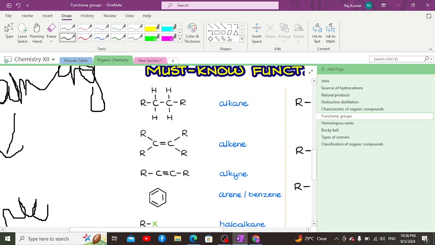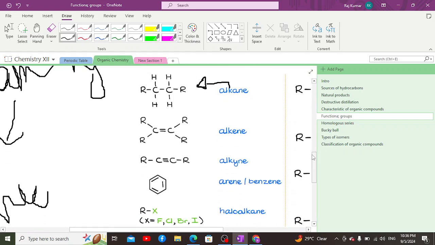Now let's suppose alkane. Alkane has a functional group which is basically the chemical bond, the single bond, which is present in it. The single bond, the sigma bond, serves as the functional group. It has no special name for this functional group because it's a single bond and it's common, so we can simply say that the single bond is the functional group in alkane.